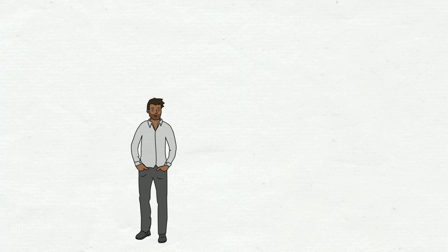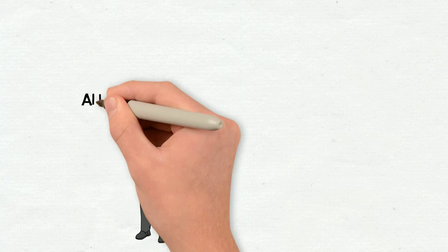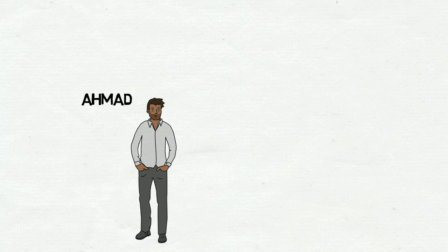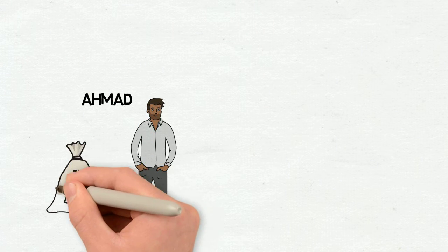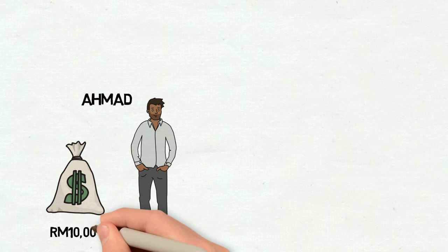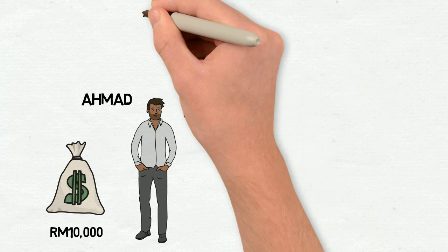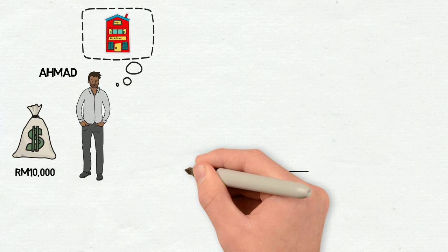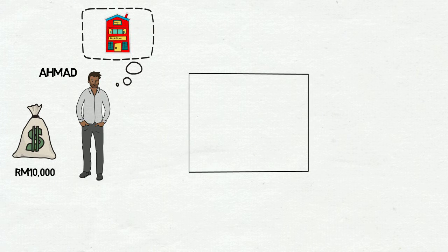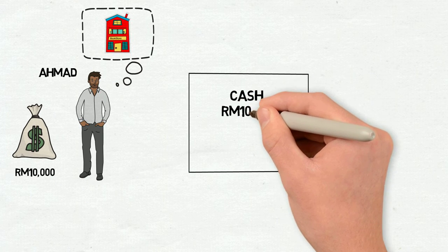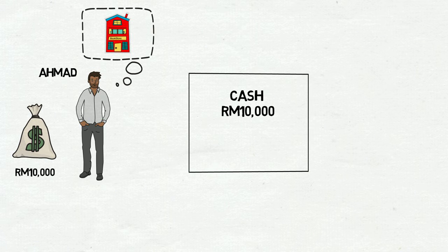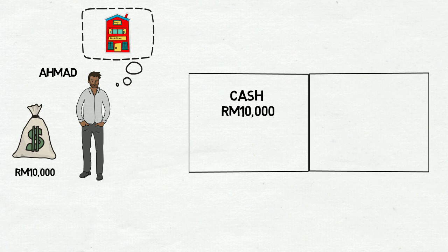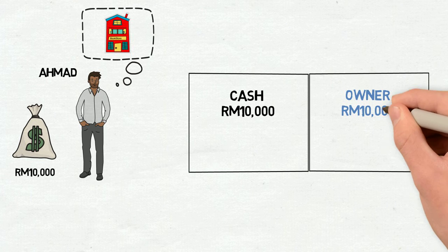Let's look at an example of how business transactions are recorded. I would like to introduce you to Ahmad. He has cash savings of 10,000 ringgit and would like to start a bookstore business. First, we record that Ahmad's business has cash of 10,000 ringgit. Then we need to identify where the cash came from. In this case, it came from Ahmad, the owner.